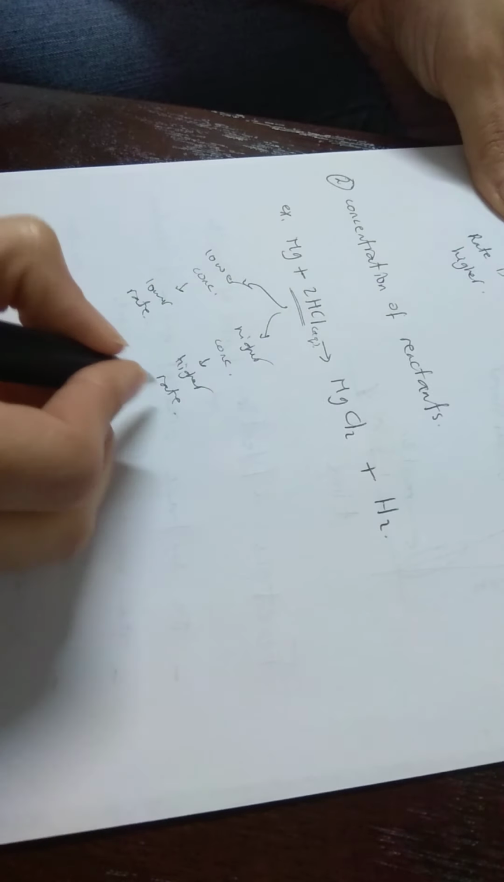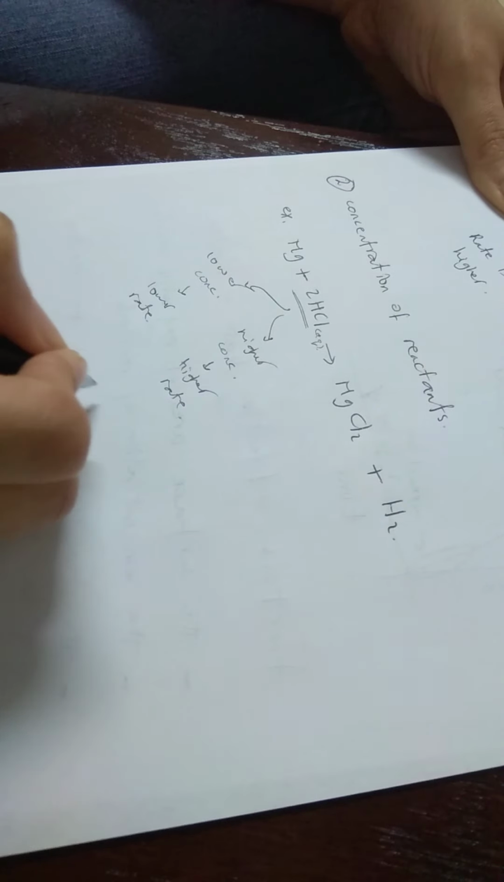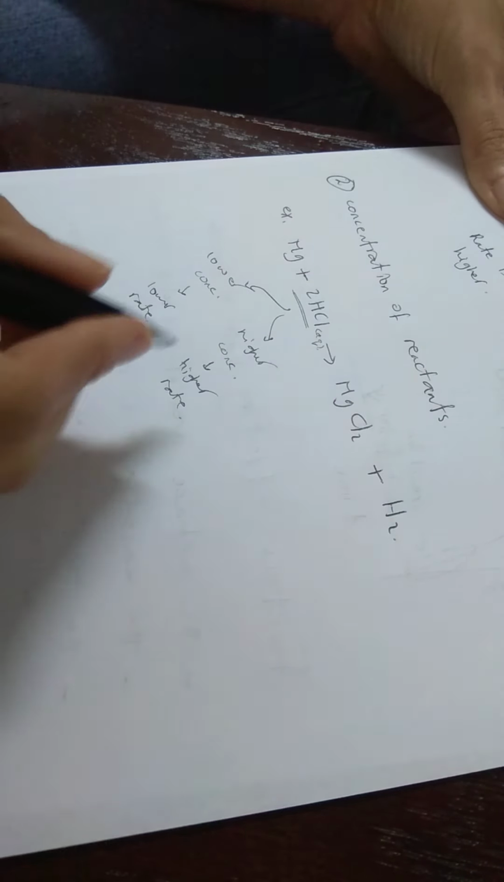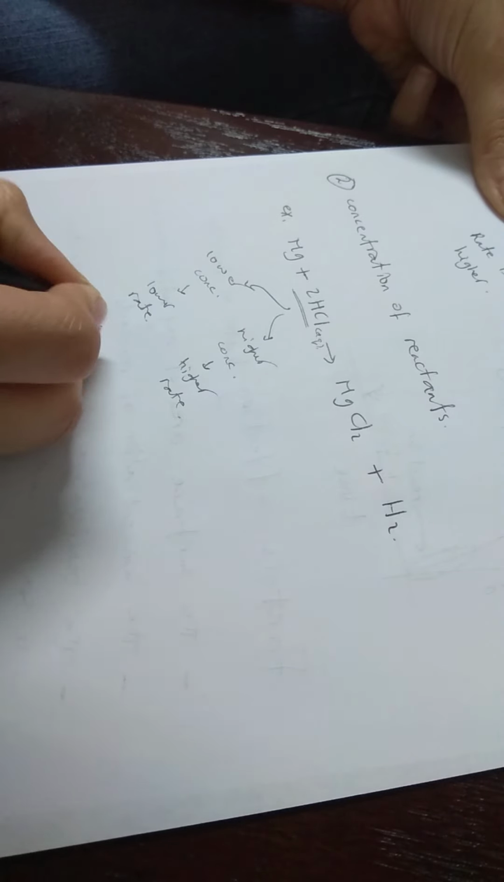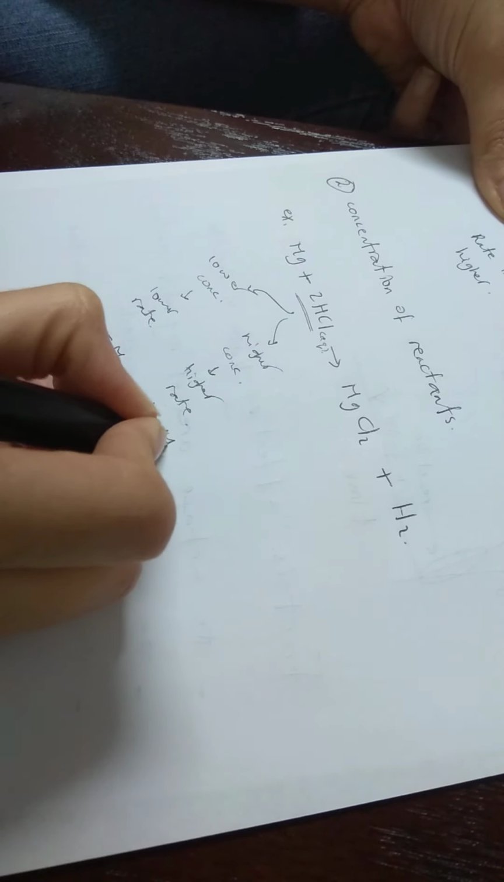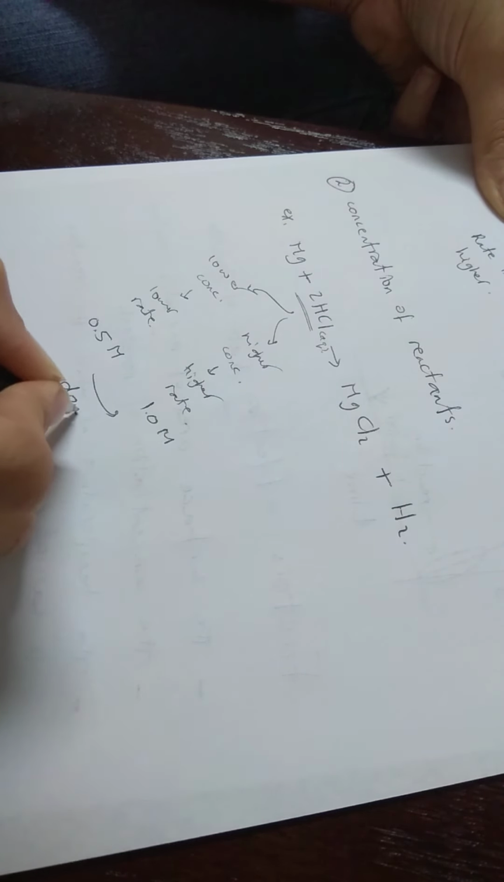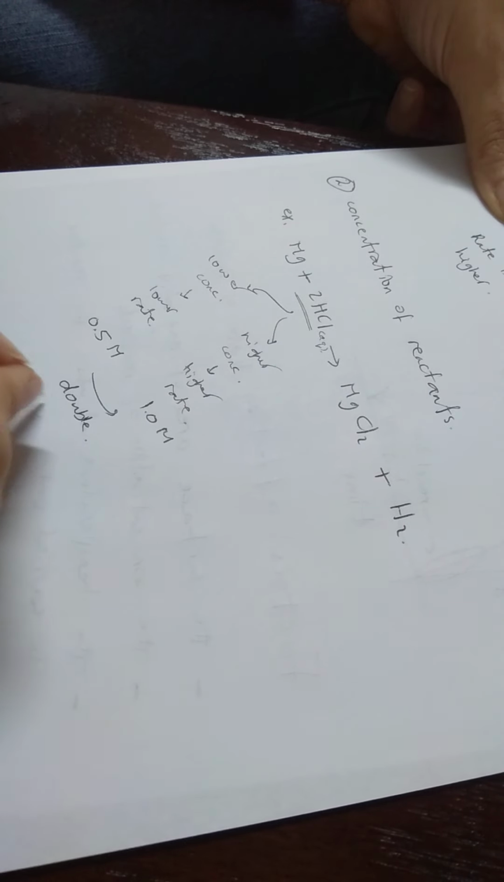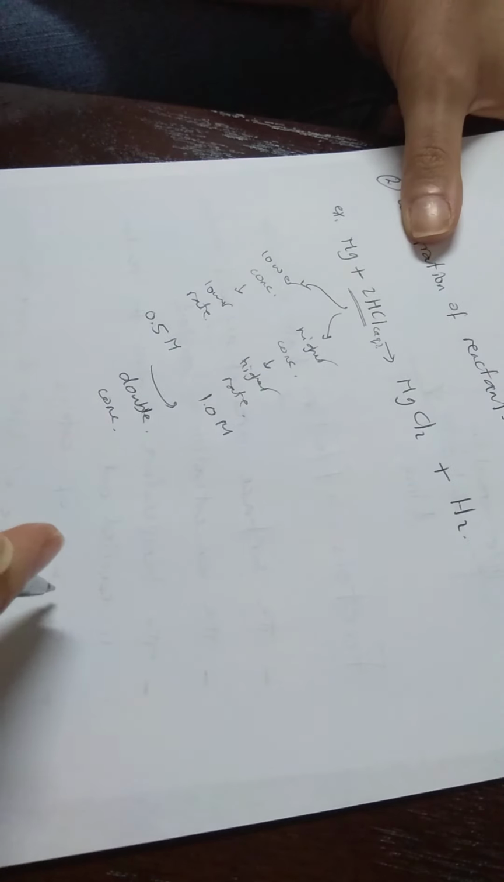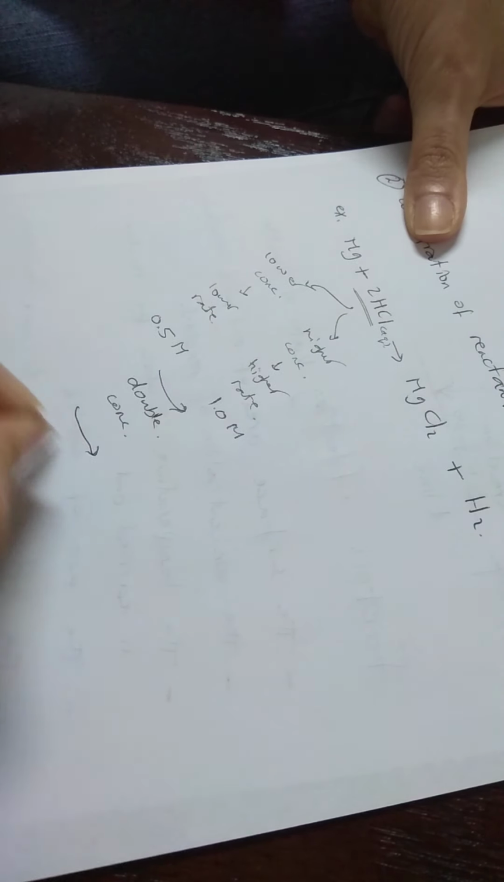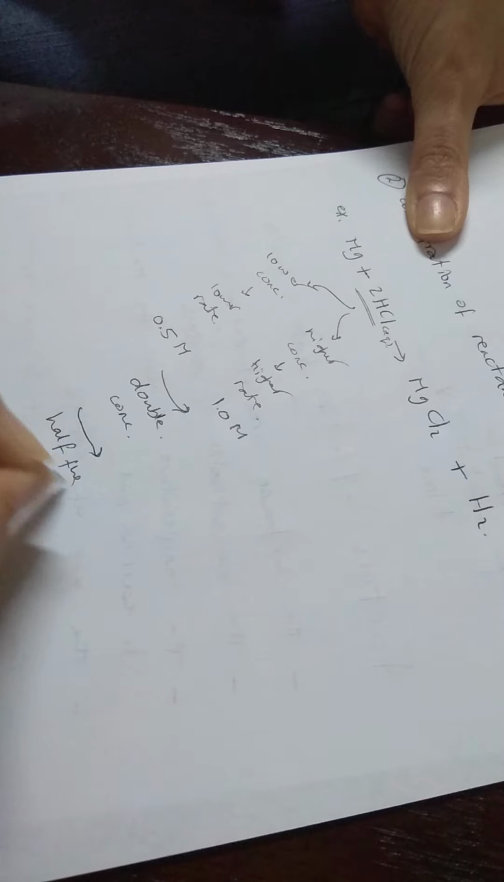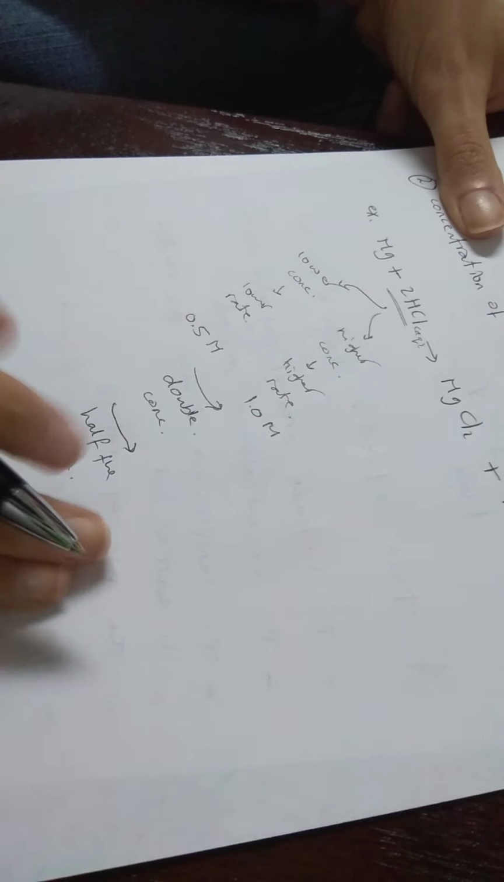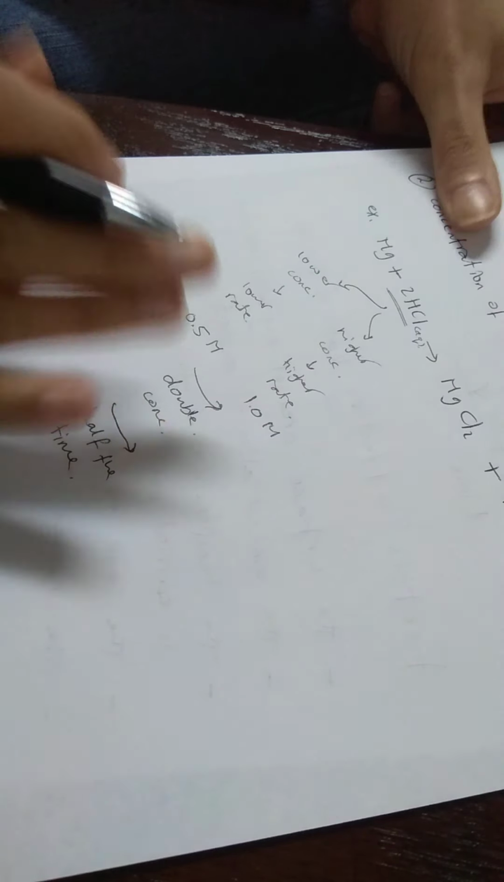For example, if we use for the lower concentration 0.5 molar concentration, and for the higher concentration 1.0 molar concentration, so if we double the concentration, you will observe that the reaction will take place in half the time. So if we double the concentration of the reactant, we will observe that the reaction will take place in half the time of the one with the lower concentration.